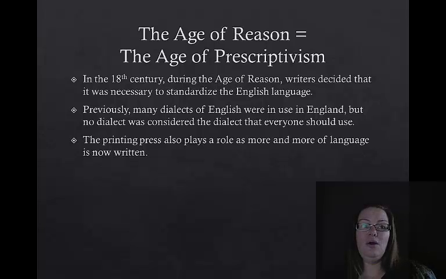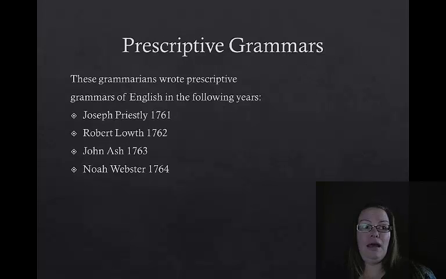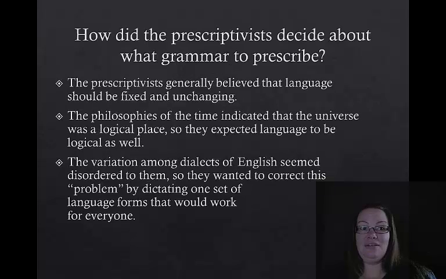Okay, so this is one of the things that gives rise to prescriptivism. Here are some of the grammarians who wrote the famous English prescriptive grammars, and the years listed that they wrote those in. Okay, so how did they decide what to do? So here in England, people are speaking all kinds of English, and how do we decide what things we should speak as acceptable or not acceptable?